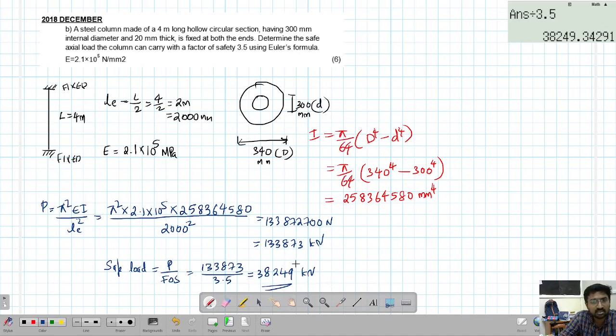And as I always say, one African elephant weighs around 6 tons. So you can imagine the load it is able to carry. I feel this is too unrealistic. So this is the answer to the problem.